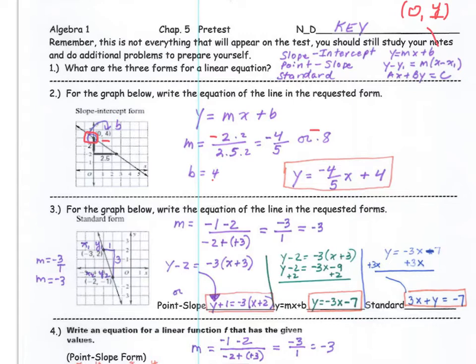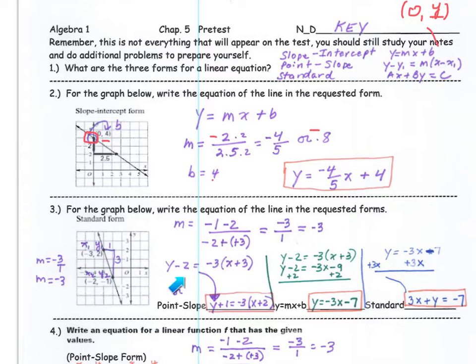Alright, on to number 3. Number 3 asks us to write the equation of the line in the following forms. Alright, so this time we cannot easily identify the y-intercept, but I'm going to start like I've started pretty much every problem in this whole chapter. I'm going to figure out the slope first, and you can look at the work that I have here to do that. I labeled my points, and I calculated the slope to get negative 3.